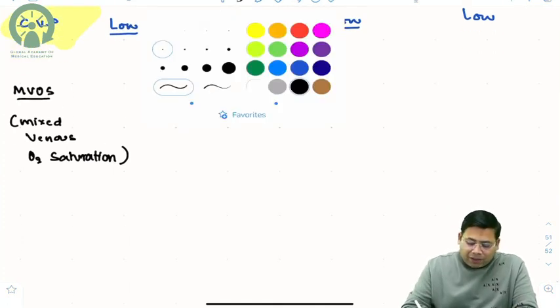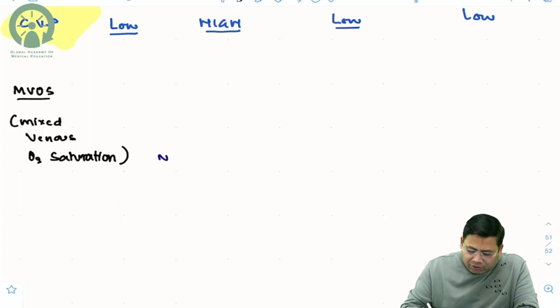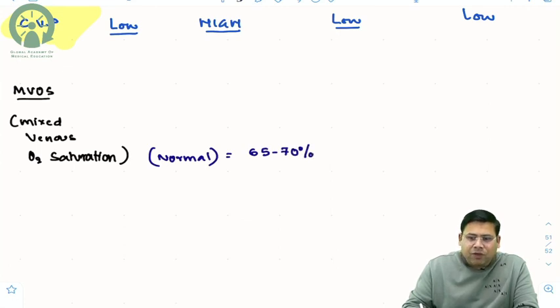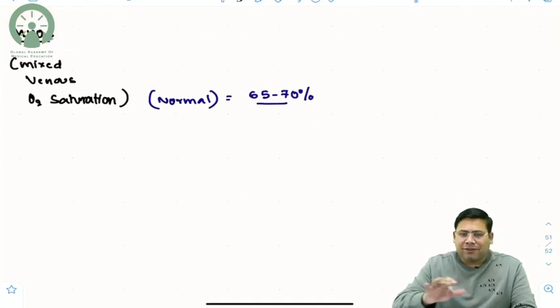So normally what happens, a normal MVOS. What is a normal MVOS? It is roughly around 65 to 70%. So I would like to explain it again in this chart only.